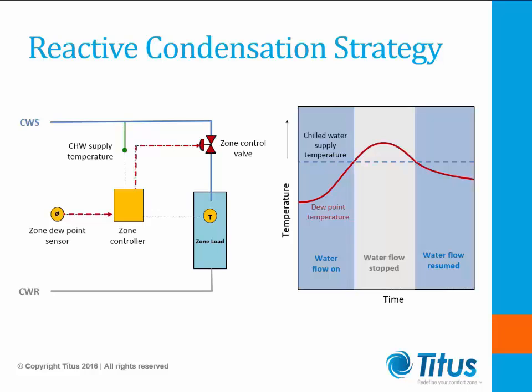The second reactive control strategy involves the use of a dew point sensor to provide a signal to the thermostat or the zone valve indicating the measured dew point temperature itself. That dew point temperature is then compared to the chilled water supply temperature. If at any point the dew point temperature gets above the supply water temperature, the zone controller will send a signal to the control valve to close down until the dew point temperature drops back below the supply water temperature, and then normal operation of the control valve can begin again.